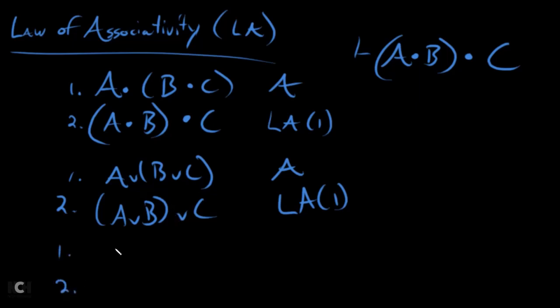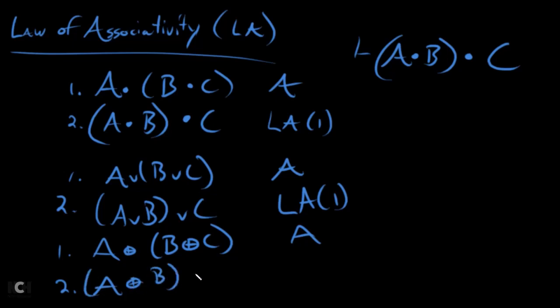Also, this works with all XORs. It actually ends up being an even more helpful proof. So if I've got all XORs, I can just pick up those parentheses and move them. That's fine. All of these. Association on line 1. So associativity is just moving the parentheses around.